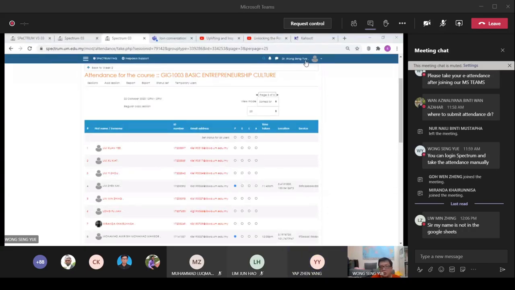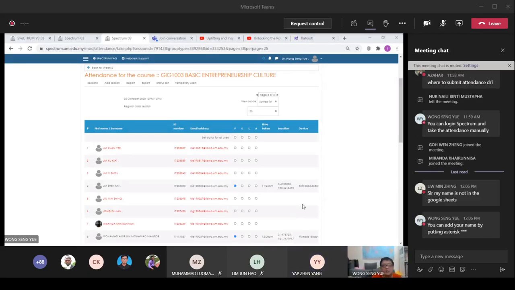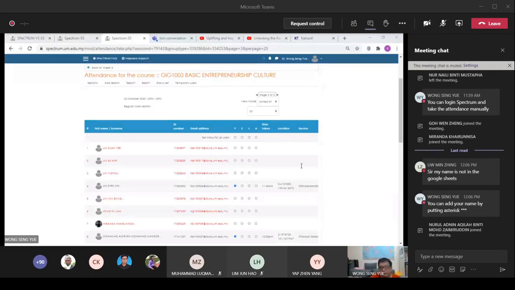If your name is not listed in the Google Sheet, it's okay. You can just add your name by putting an asterisk. You put a remark saying that your name is not there, because the list that I received at that time did not yet show your name in the system. It's okay. You just add your name by putting the asterisk. That's it. Yeah, I hope I answered your questions.